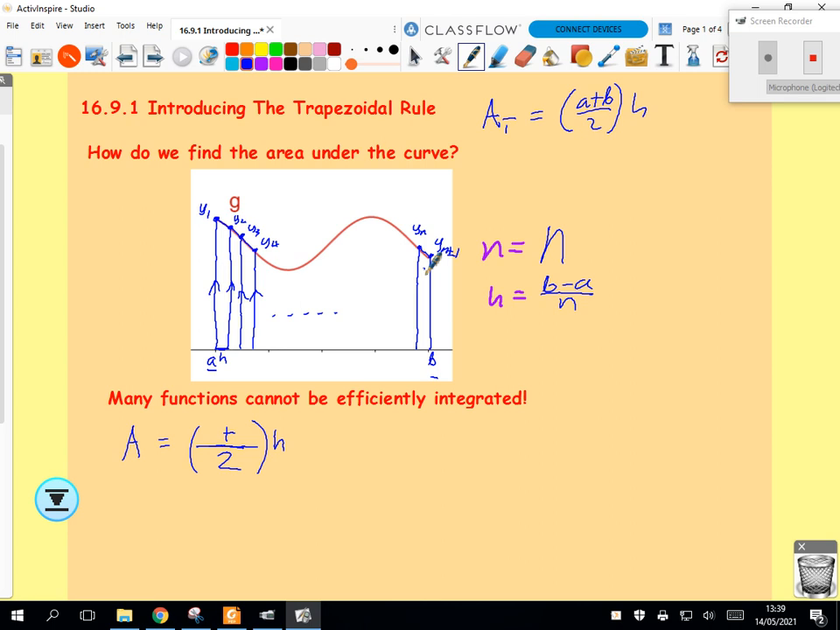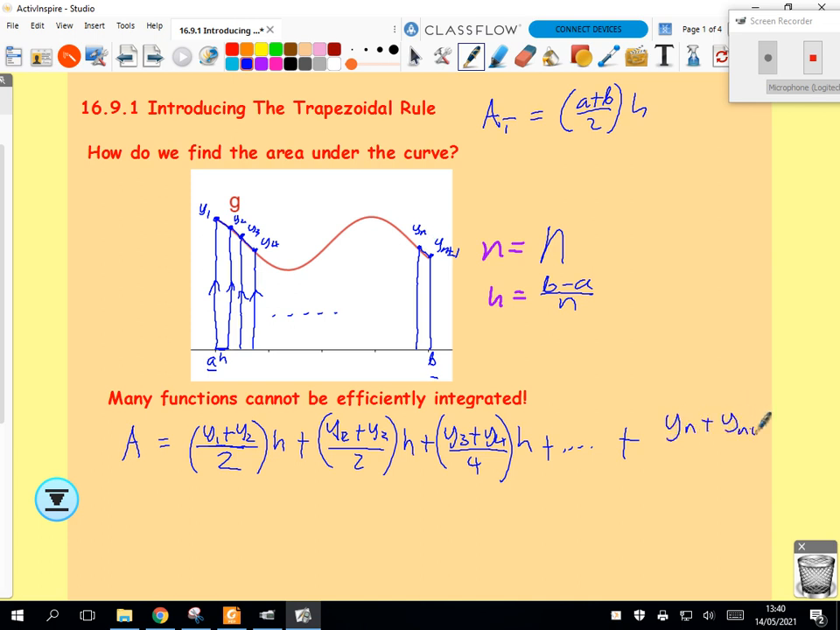So the first trapezoid is going to be y1 plus y2 over 2 times h. And then the second trapezoid, that's going to be y2 plus y3 over 2 times h. And then the third trapezoid, that'll be y3 plus y4, the average of those base lengths, times h. And we'll keep going all the way along until we have our last one, y sub n plus y sub n plus 1 over 2 times h.